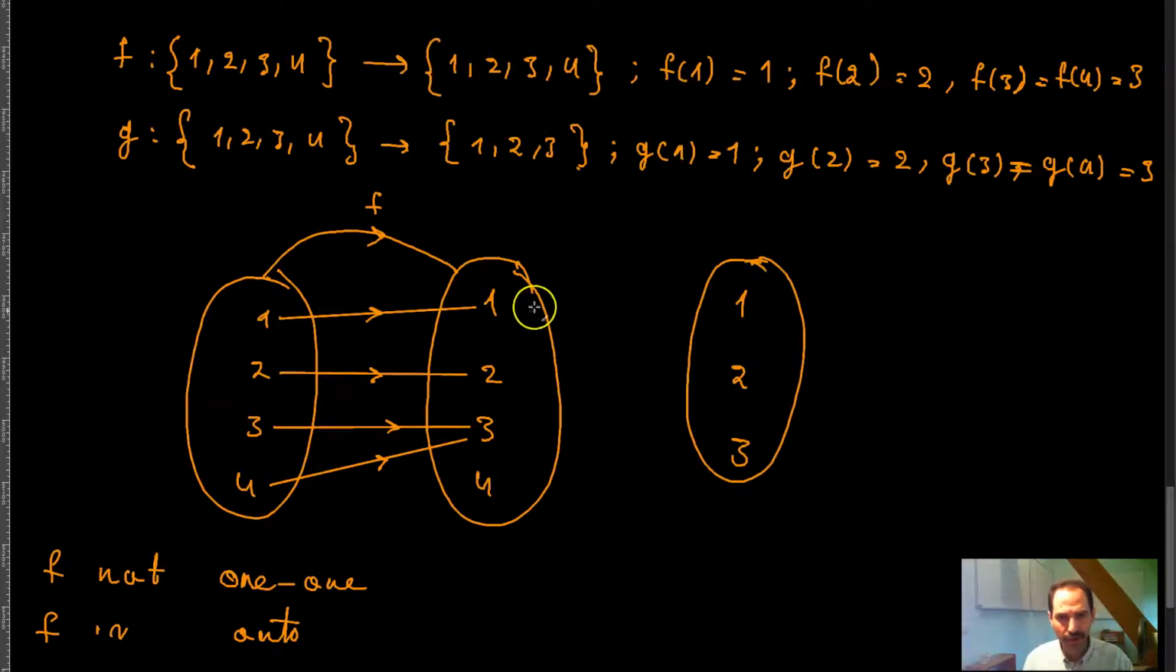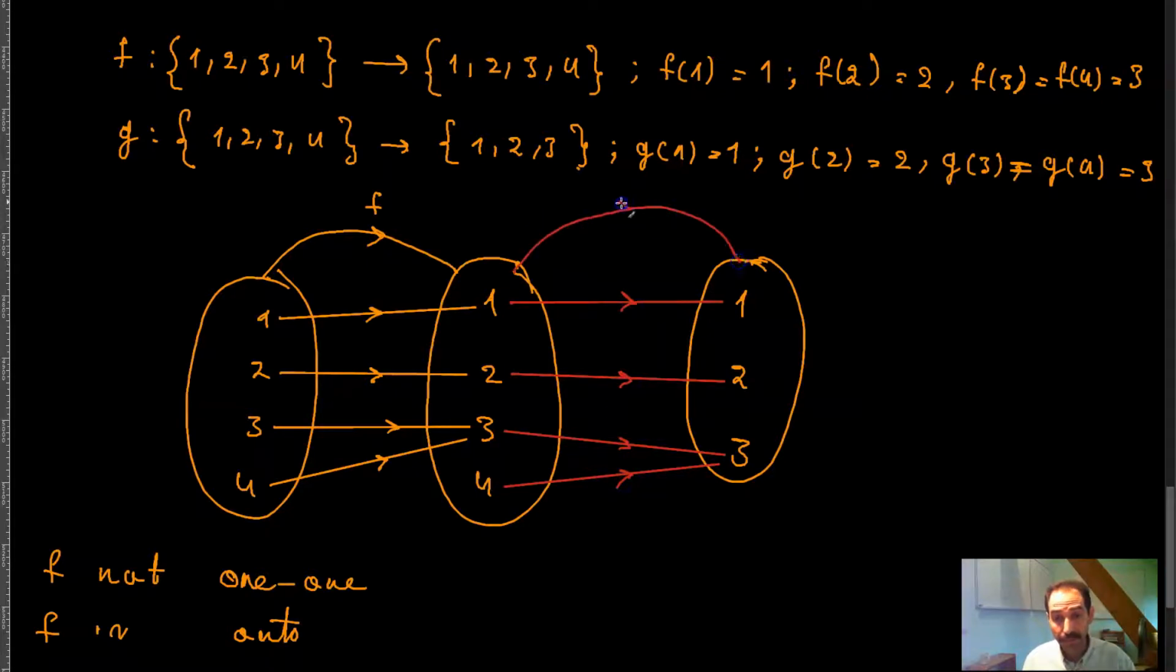And so as you can see, g of 1 is equal to 1, g of 2 is equal to 2, g of 3 is equal to g of 4 is equal to 3. This is g over here, and as you can see, g is not 1, 1, and g is basically onto or surjective.